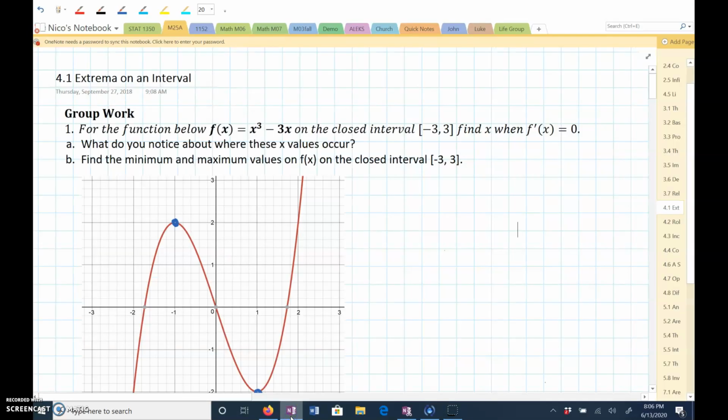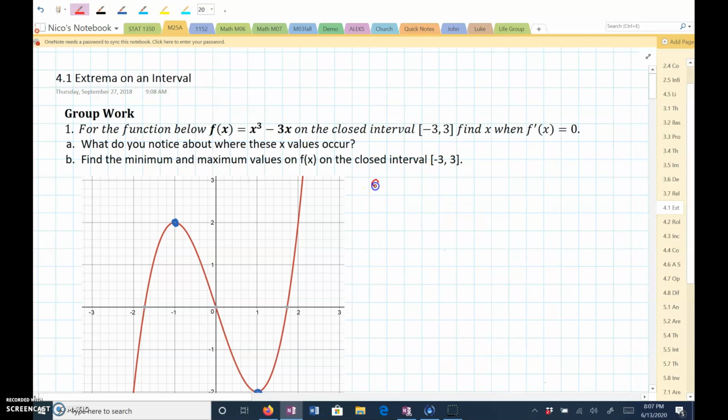Okay, 4.1, Extrema on an interval. So let's look at this problem. For the function below, f of x equals x cubed minus 3x on the closed interval from -3 to 3. Find x where the derivative of f of x equals 0. So let's do number 1.